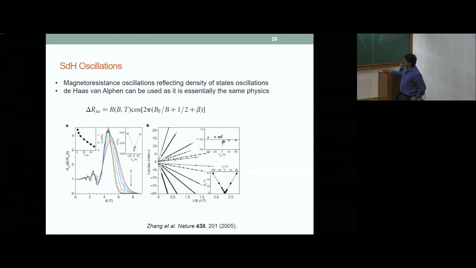Okay, the slope of the line will give you the information about the Fermi surface area, and the intercept at the 1 over B going to 0 limit will give you information about the phase. For the case of monolayer graphene, it was demonstrated that the Berry's phase is pi, minus pi in the conduction and valence band. This was a sort of smoking gun evidence for the non-trivial topology of the Dirac band.